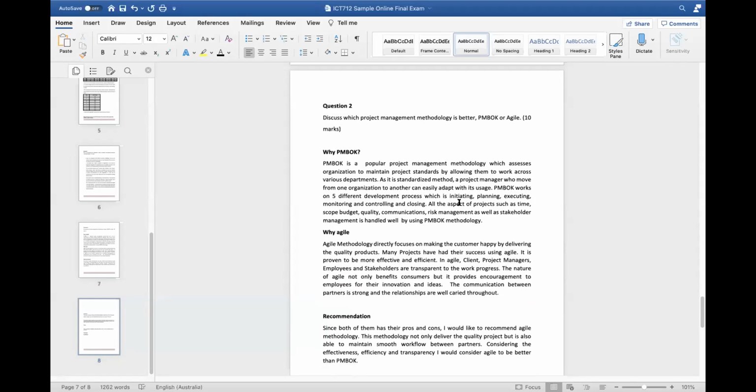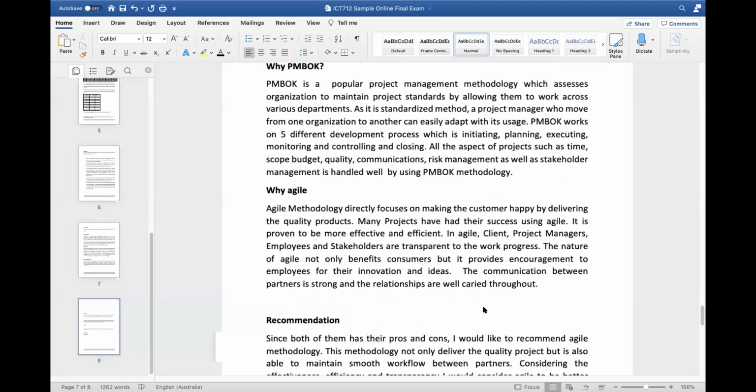So the question is, discuss which project management methodology is better. Which one do you say is better? Agile. I did my recommendation here.